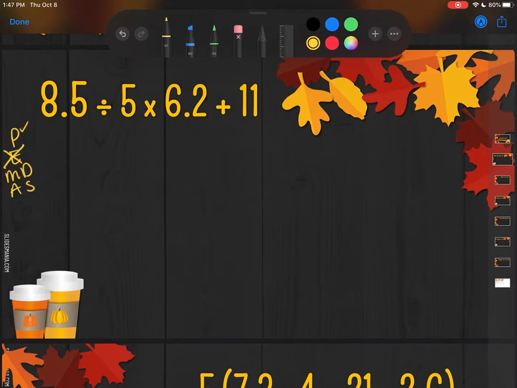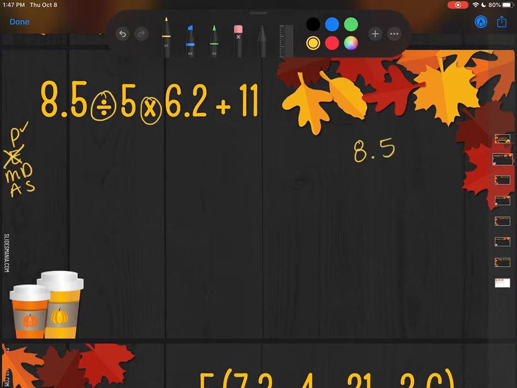My next step would be to look for multiplication and division. I multiply and divide in order from left to right. So I'm going to do this division first, 8.5 divided by 5, and then whatever that is times 6.2. So let's do 8.5 divided by 5.